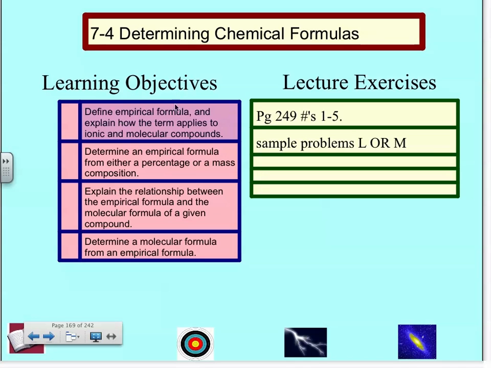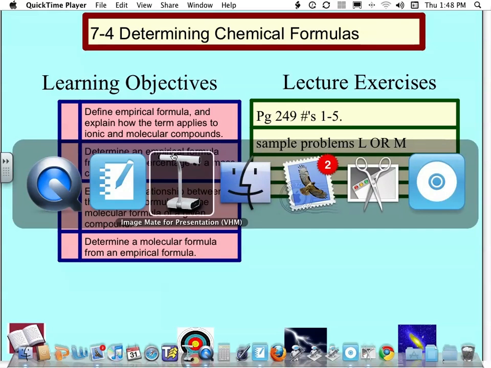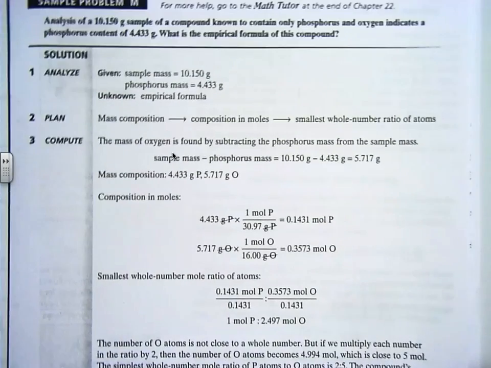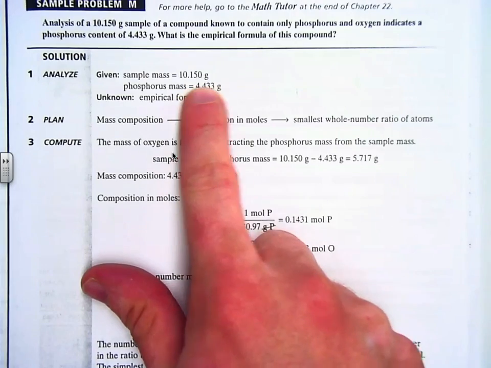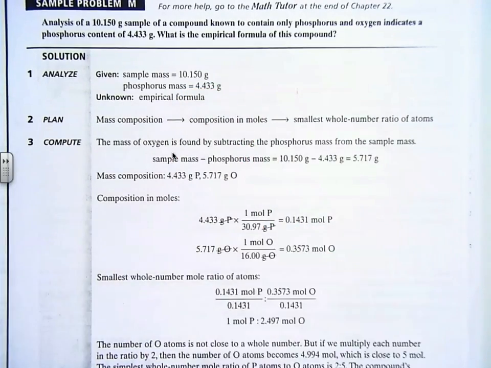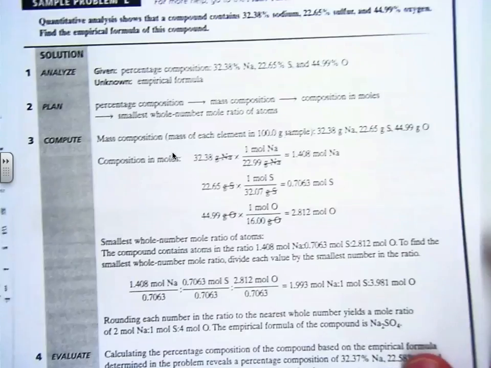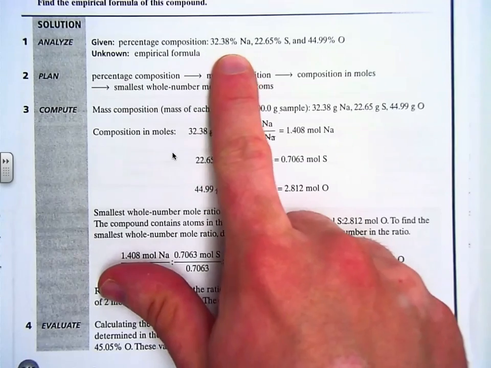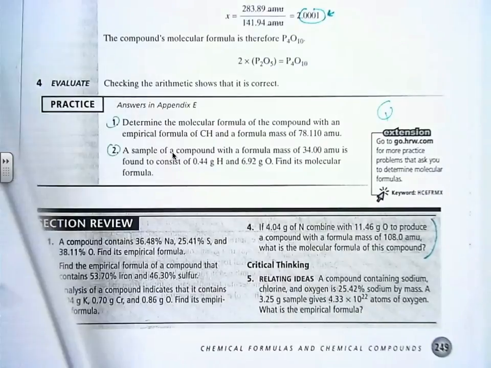Next one, determine an empirical formula from either the percentage or a mass composition. Well, that's exactly what we did in sample problem M, where we determined the empirical formula given the mass of the sample. And we did that in sample problem L when we were given the percentage composition, 32.38, 22.65, and 44.99.